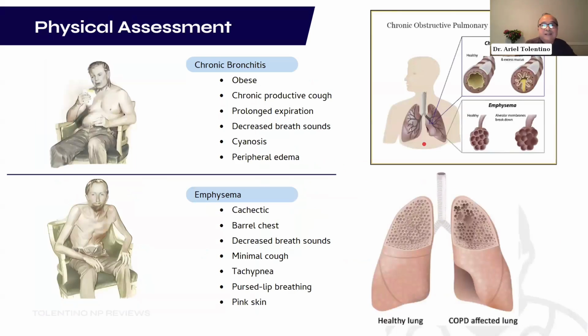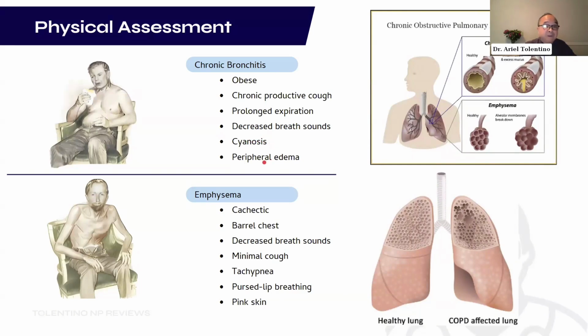Now we go to the physical assessment findings. Again, comparing these two main subcategories, chronic bronchitis and emphysema. With chronic bronchitis, you see the habitus being an obese person, high BMI, with chronic productive cough. We see here in this image the patient expectorating yellowish sputum. There would be prolonged expiration due to air trapping, decreased breath sounds due to hyperinflation, and these persons would be cyanotic. Hence, these people are called the blue bloaters.